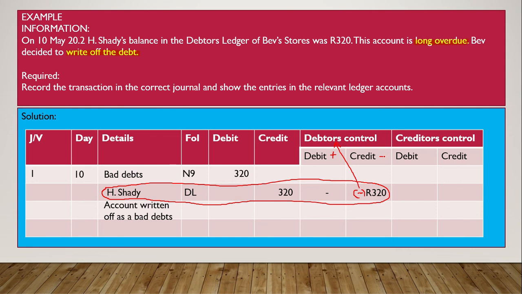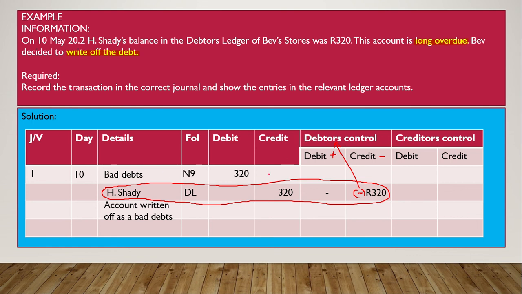Okay. Please note that bad debts was not recorded under debtors control and was not recorded under creditors control, because that doesn't affect those. It is simply an expense. This entry affects debtors control because this account is a debtor. It's a debtors control account. That is why it will be recorded under debtors control. Bad debts is an expense account. It can't be recorded under debtors control.